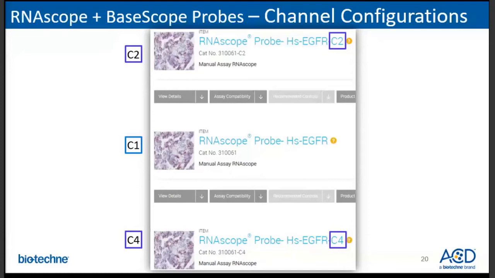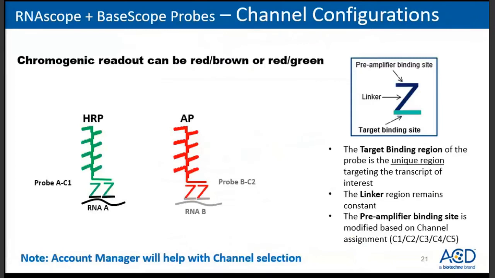So if you're interested in channel configurations, your account manager will help you with channel selection. But just to give you an idea about some of our chromogenic readouts, they can be either red or brown or green. Keep in mind that the preamplifier binding site changes based on the channel you're interested in. The target binding region of the probe is the unique region that will change for each target region that you're interested in. And the preamplifier binding site is the modified base channel based on your channel of interest, from C1, C2, C3, C4, and on up to C5. This will also be the same for the different channels for our high-plex, T1 through T12.